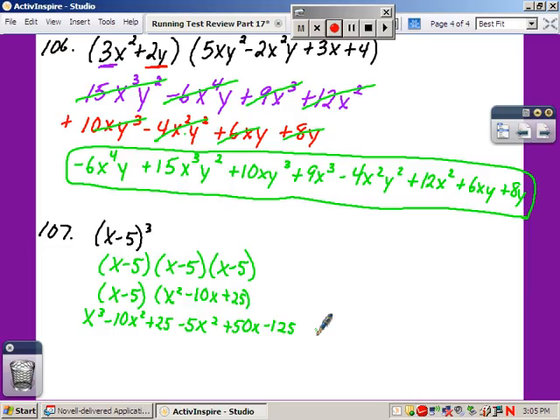So we have to combine like terms and write it in standard form. I see only one x to the third. I have a negative 10x squared here and a negative 5x squared here. That's negative 15x squared. I have a 50x here. Finally, I have positive 25 here.